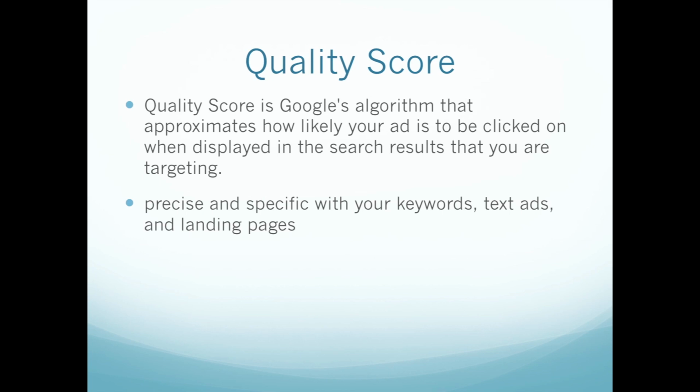So there's something called quality score, and that's Google's algorithm that approximates how likely your ad is to be clicked on when displayed in the search results that you are targeting. So you can be precise and specific with your keywords, your text ads, and landing pages. And just because people are more likely to click on your ad, it doesn't necessarily mean that there's going to be a conversion. So in that sense, it's probably more important to focus on what converts rather than just what people will click on, because then you're just wasting dollars on people that don't actually want what you offer.